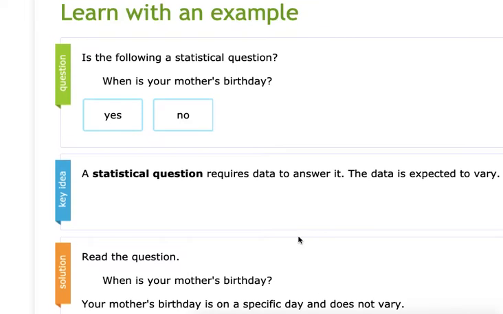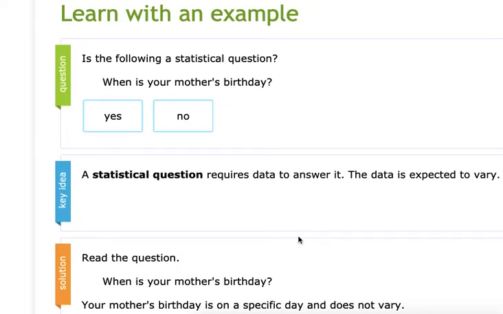So other non-statistical questions like this would be: how old are you? How many pets do you have? These are ones that you can just answer and get it. Versus a statistical one, where you're going to have to collect data.